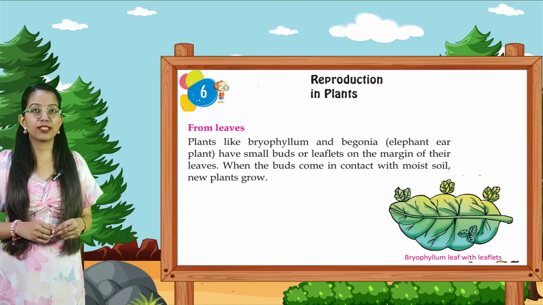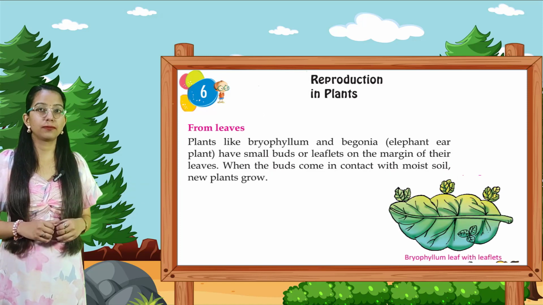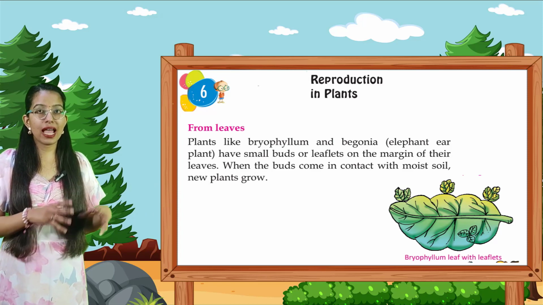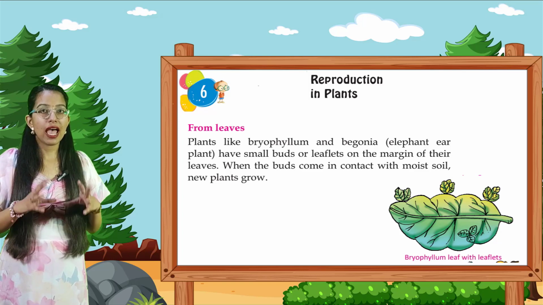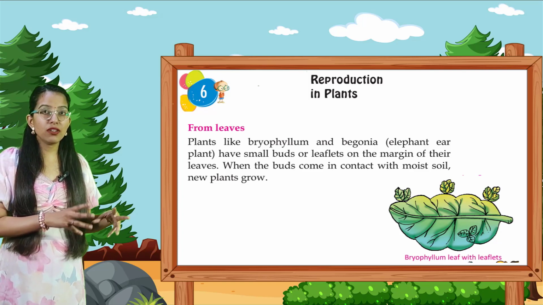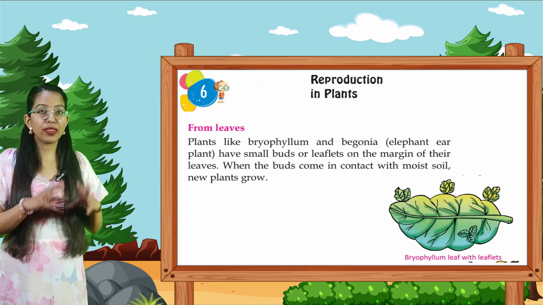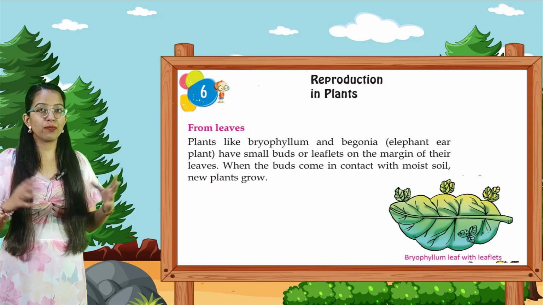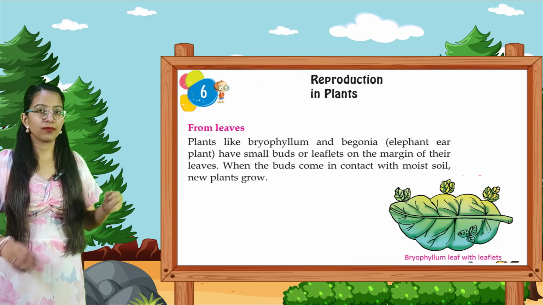Okay, now next one is from leaves. Plants like Bryophyllum and Begonia elephant ear plant have small buds or leaflets on the margin of their leaves. When the buds come in contact with the moist soil, new plants grow. Look at the draw, students.